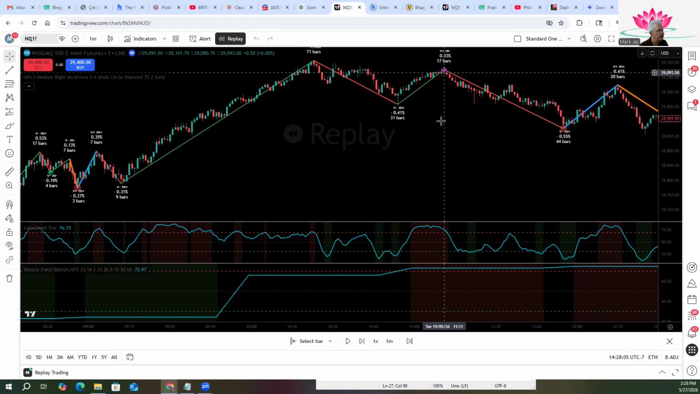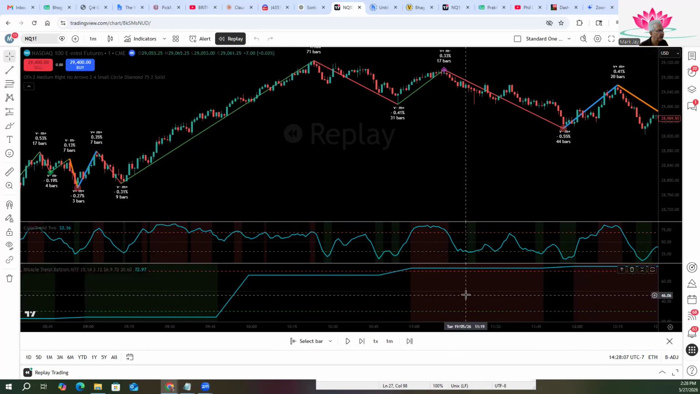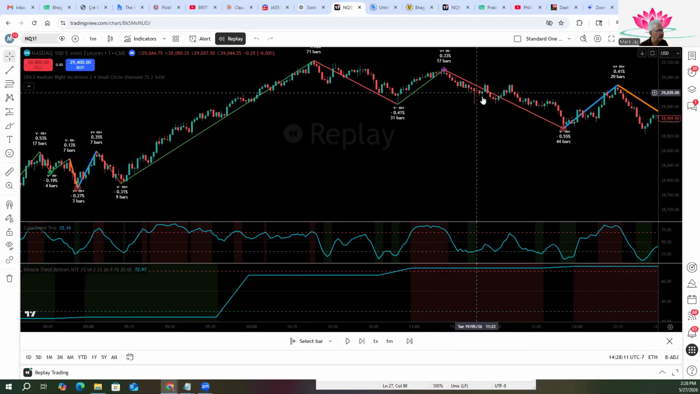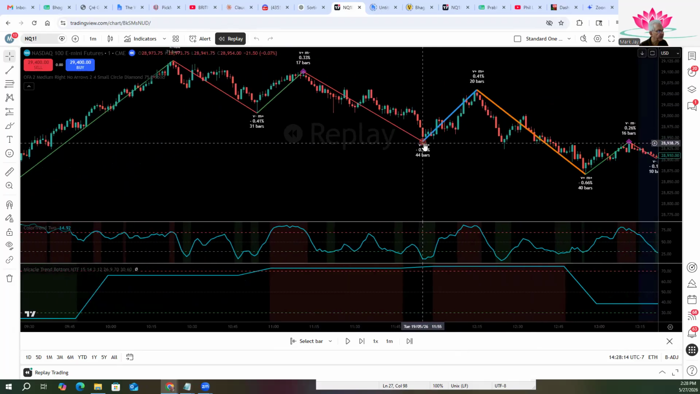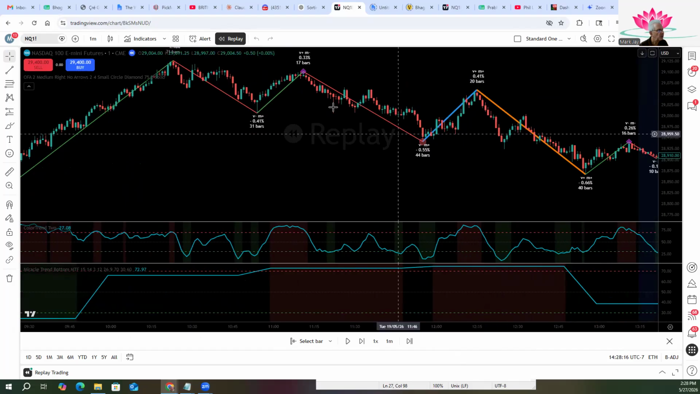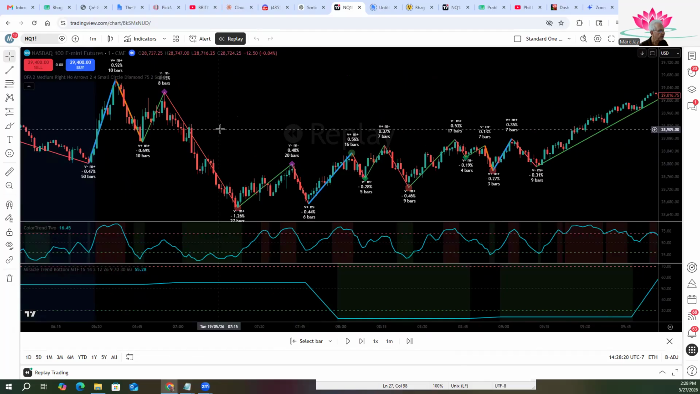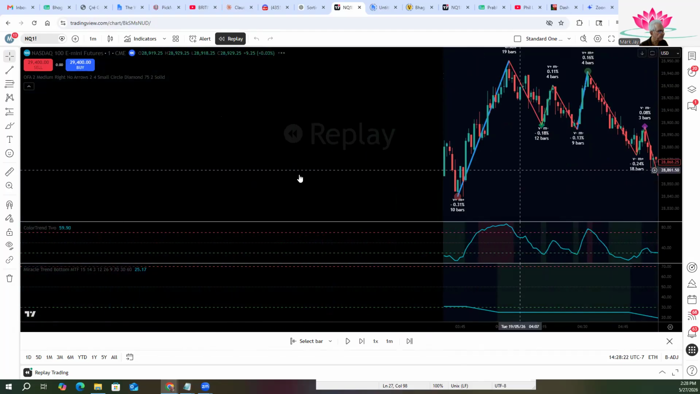Counter trend. No, actually would have been a trend trade. From here, down, got to exit here. Counter trend trade, nice trade up here. So we're doing fine. We're making plenty of money. So this is our system.